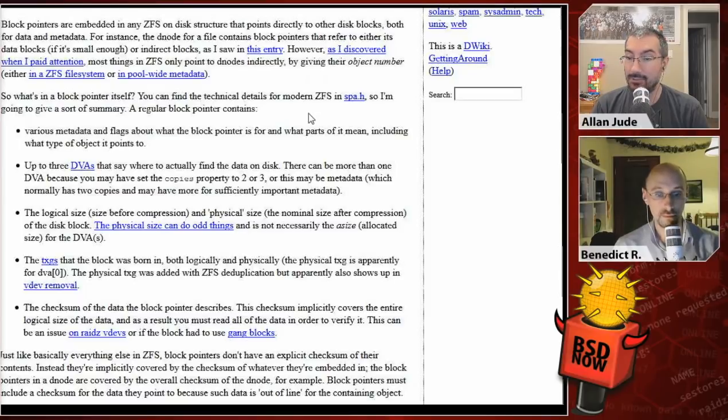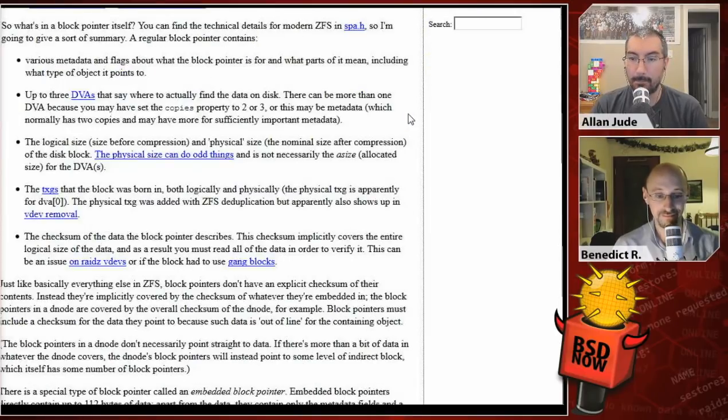So what's in a block pointer itself? You can find the technical details for modern ZFS in the spa.h file. So he'll just give a short summary here, but if you want the details, including the ASCII art diagrams, they're in the linked file there. So a regular block pointer contains various metadata and flags about the block pointer and what it is for and what it means, including the type of object that it points to, whether it's a file or a directory or whatever. Then there are up to 3 of those DVAs, which are exactly what they say.